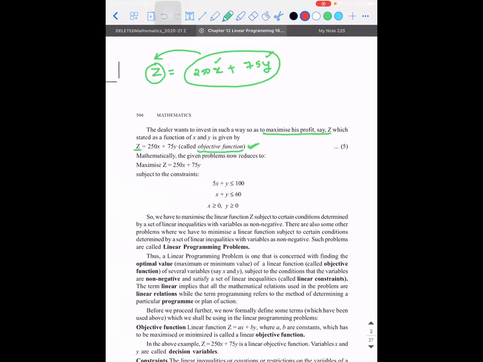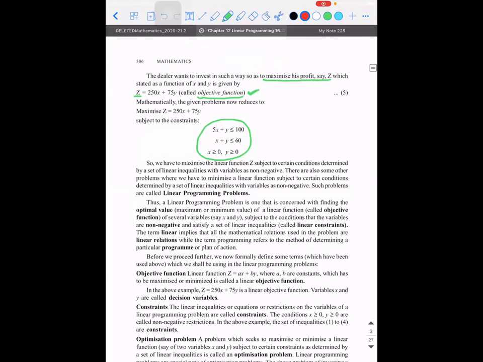Why is it called a function? Because it is dependent on something. What is it dependent on? X and Y. It is dependent on the number of tables and the number of chairs. So from the constraint equations that we have already formed, we will find the value of X and Y, and substitute it here to find out which is going to give us the maximum profit.